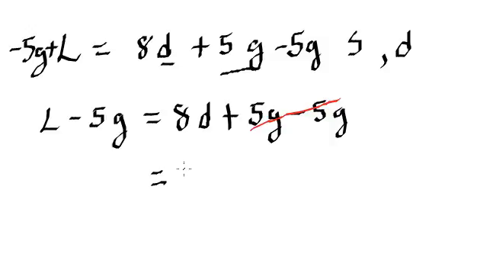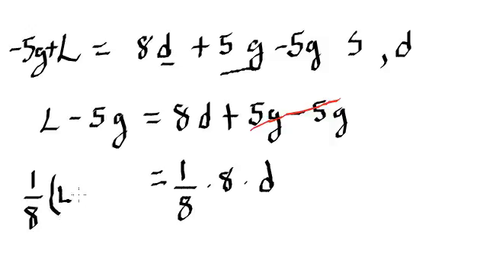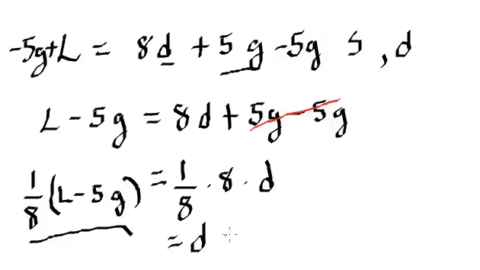In order to get rid of this 8, I'm going to multiply it by its reciprocal, or 1 over 8, times 8 times D, multiplying this side over here by 1 over 8 times L minus 5G. So hopefully I haven't lost anybody here. Okay, 1/8 times 8 is 1, and so we'd end up being left with just a D here. And so D ends up equaling 1 over 8 times L minus 5G, and you can leave it just like it is right here.